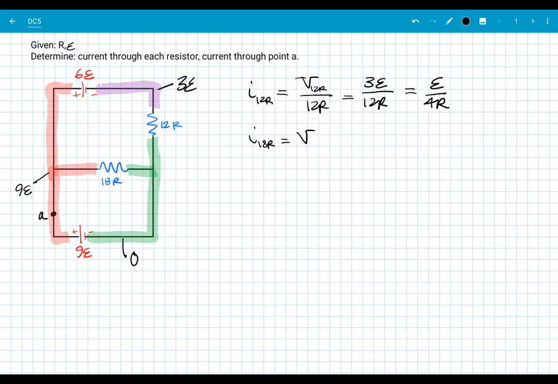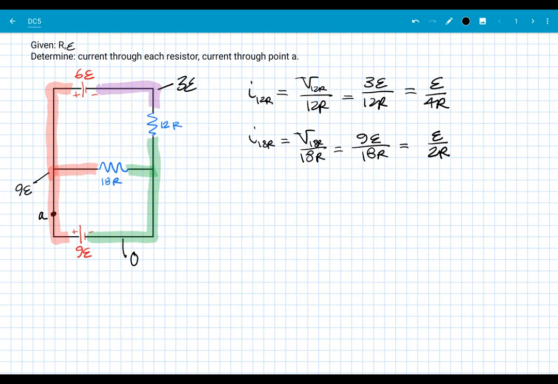Same thing will be equal to the potential over that resistor divided by its resistance, which is 18R. The potential difference over the 18R resistor, that's red to green. So the difference between 9E and 0 is just 9E. So that's going to be 9E over 18R. So that gives me E over 2R. There's the current through that branch.